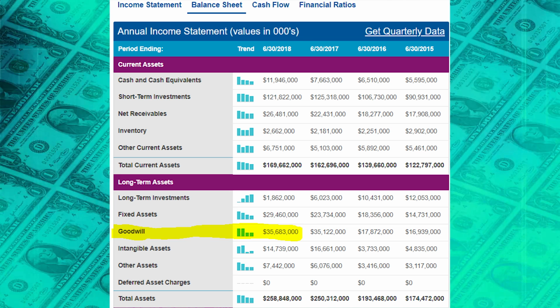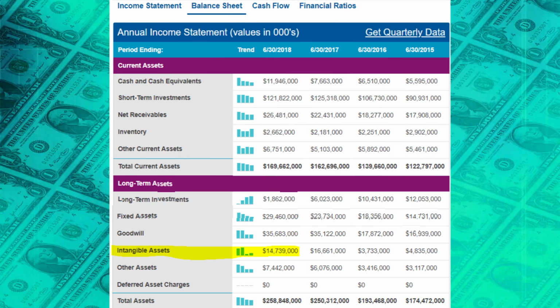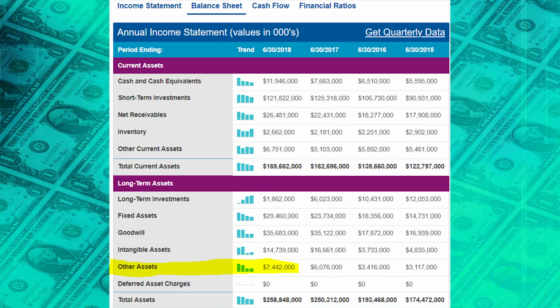Okay, next up here we have intangible assets at almost 15 billion, and this will include things like intellectual property, copyrights, patents, and other things like that. And Microsoft obviously has a lot in this category since they're mostly a software company. Next up we have other assets at over 7 billion. Again, this can be a number of different assets, but they're not likely to be liquidated within 12 months.